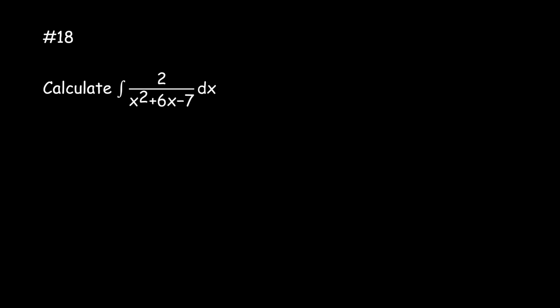Calculate the integral of 2 over x squared plus 6x minus 7. So here we have to use the notion of partial fractions. For the denominator, we can see that the quadratic can be factorized into two separate parts. So we find two numbers that will multiply to give us -7 and add to give us 6, and that would be -1 and 7.